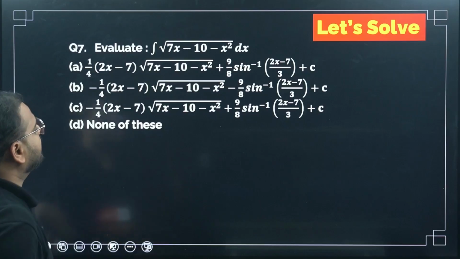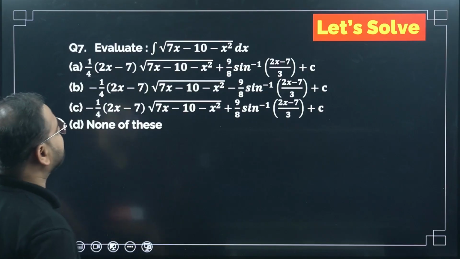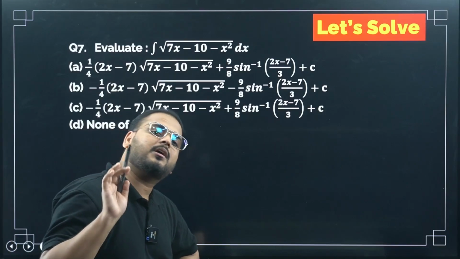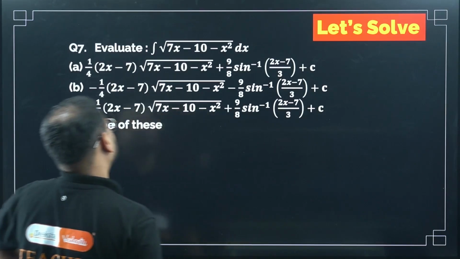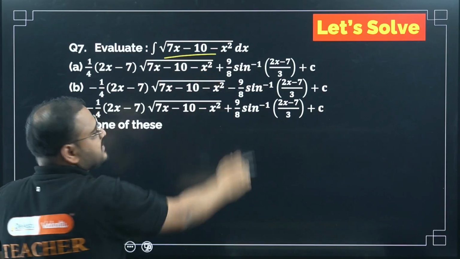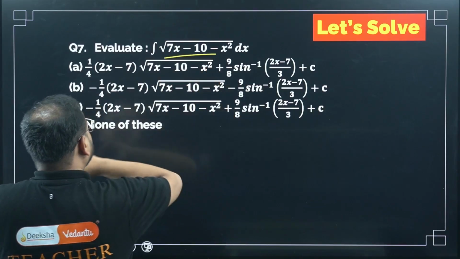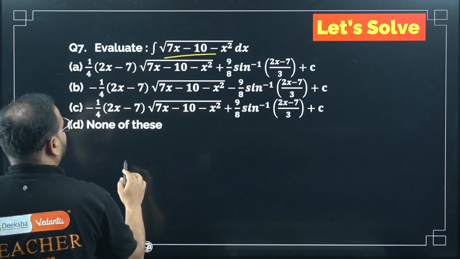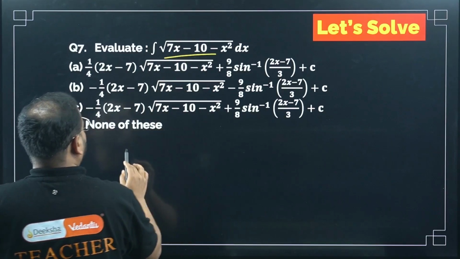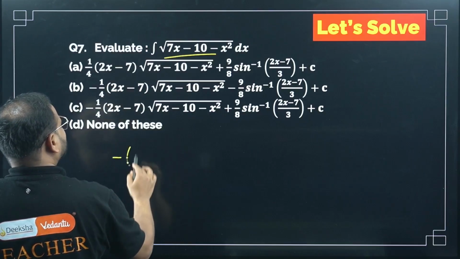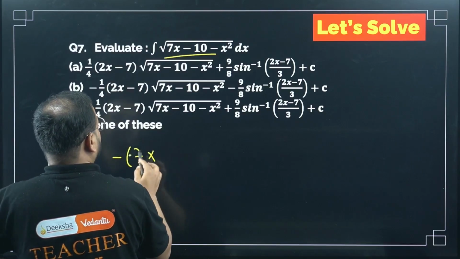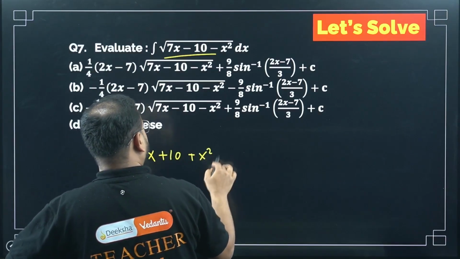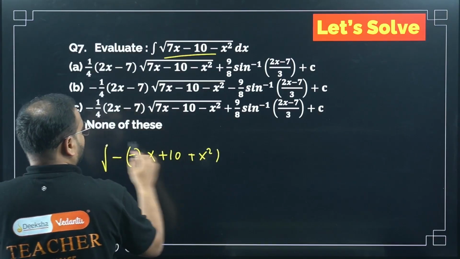Okay, chaliye. So 7x minus 10 minus x square is there. Sir, whenever we see this term, what do we do? We make a perfect square. Sir, how do we make a perfect square? There is a minus x square term, so take minus common. Sir, how will we take minus common, there is a square root? We can take it inside the root also, no? So we'll deal with only this part right now. I'll take minus, 7x plus 10 and plus x square. Please check now. This is in the root, okay?